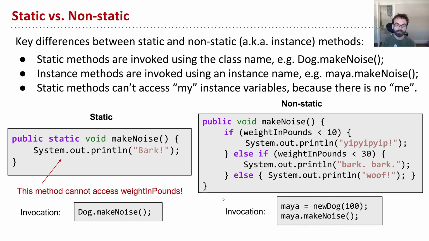And an important distinction between them is that static methods cannot access my instance variables. I couldn't say System.out.println weightInPounds, because in this case, there is no me. There's just the idea of dogs trying to make the noise, and over here it's a specific dog. Okay. So what good is a static method? It seems like the way I've described it, that non-static methods are simply more powerful, but we'll see that there is a natural place for a static method.